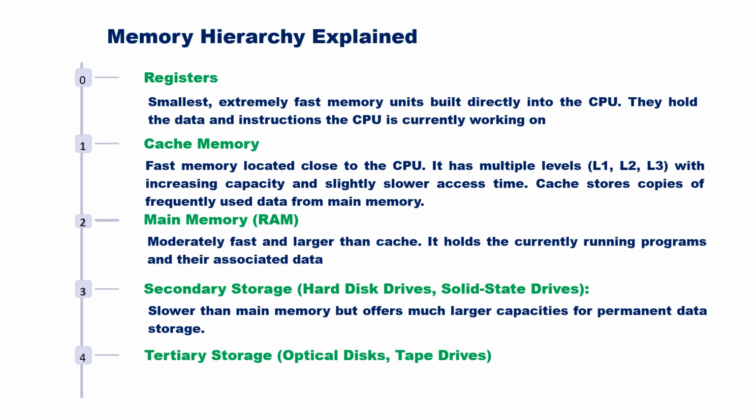Finally, at level 4, there is tertiary storage, such as optical disks and tape drives. This is the slowest and cheapest form of memory in the hierarchy. It is mainly used for long-term archiving and backups. The memory hierarchy is designed to strike a balance between speed, size, and cost.